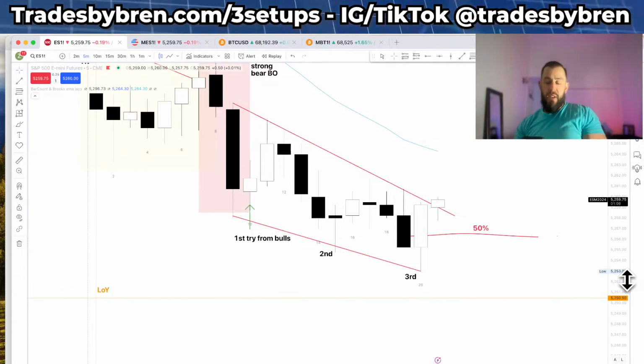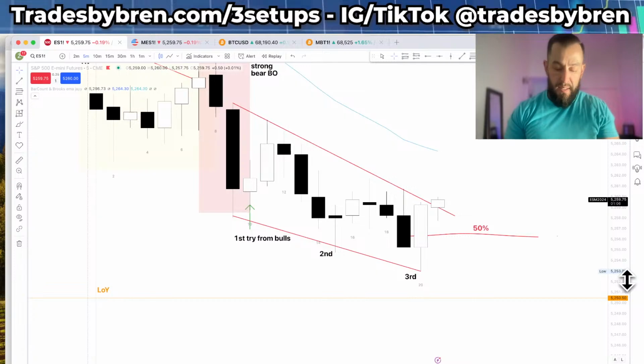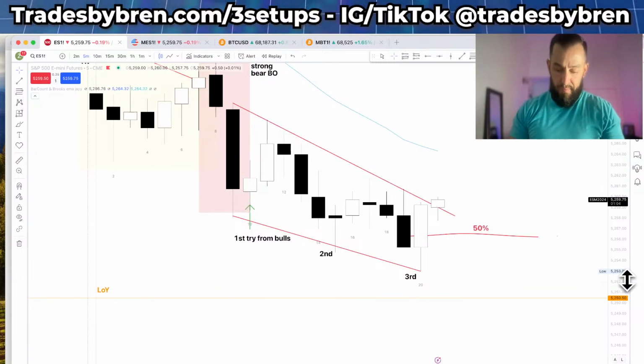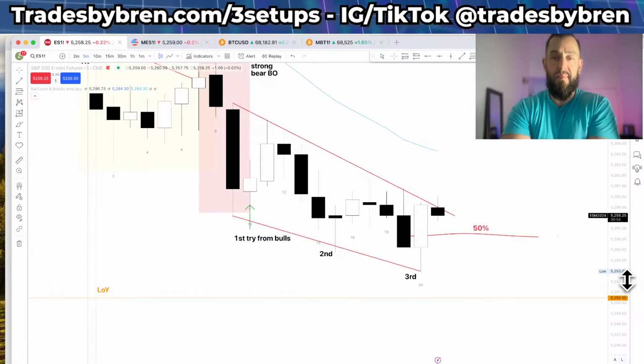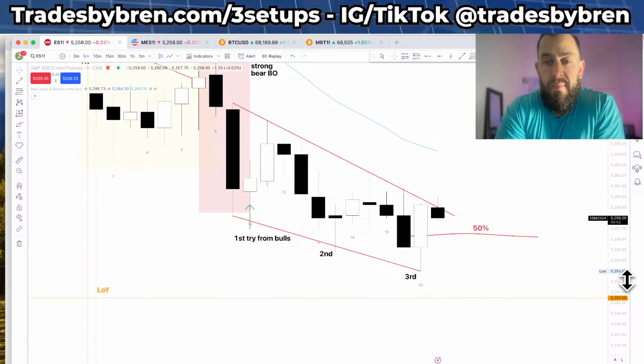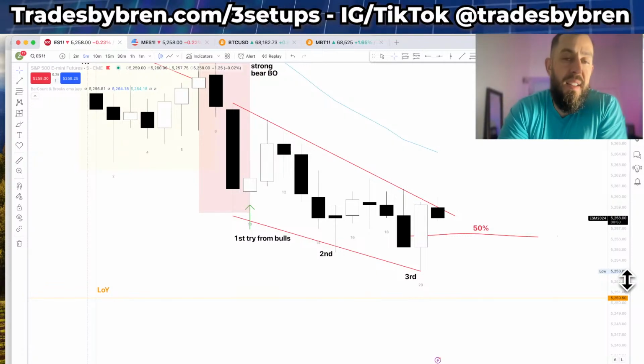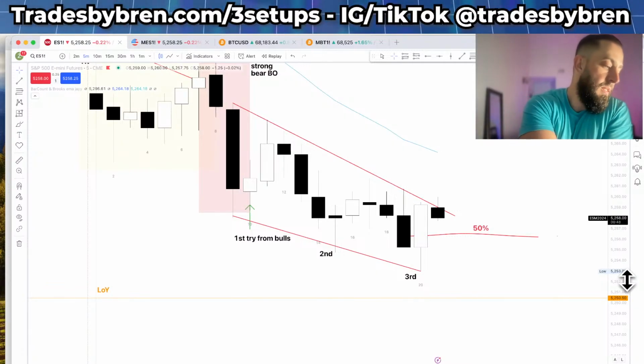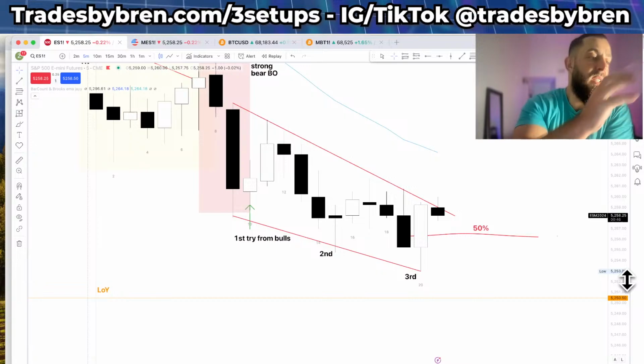Minute left on the candle. Can the bulls get follow through? That's what we're waiting to see. Or will the bear sell at the EMA? Right. Which one is it going to be? What's it going to be?